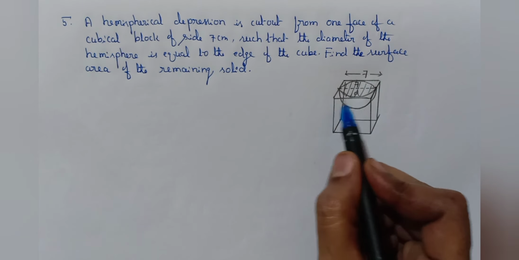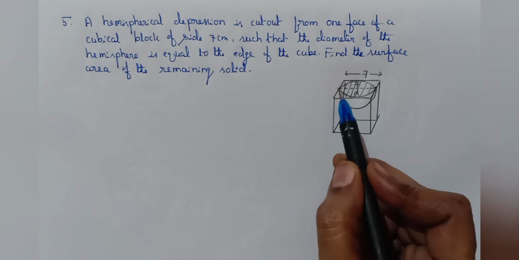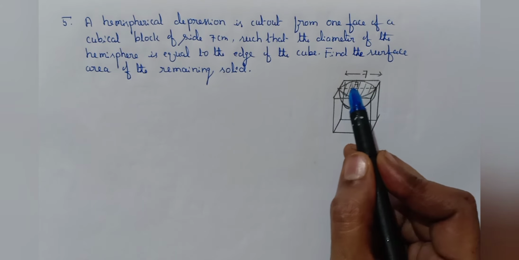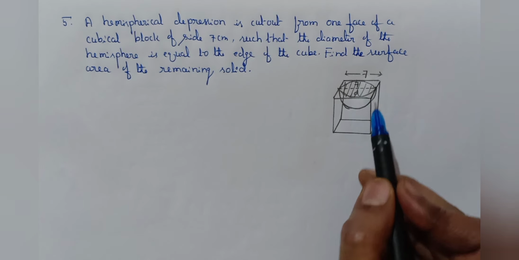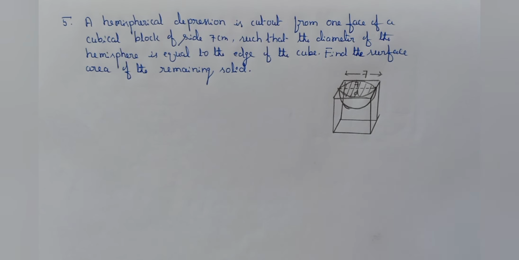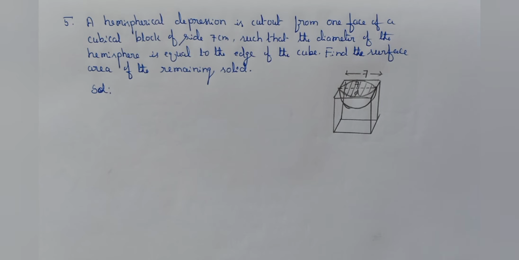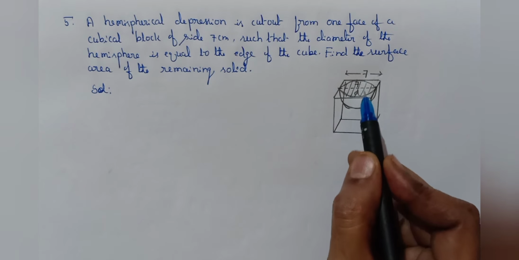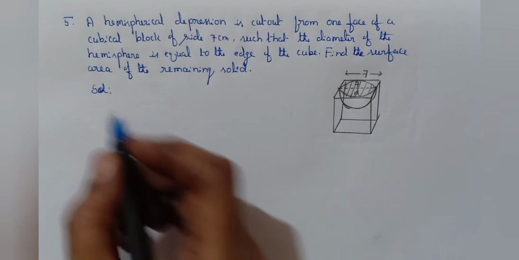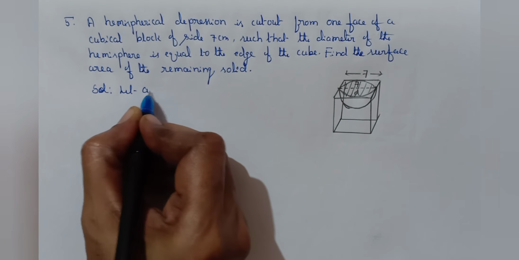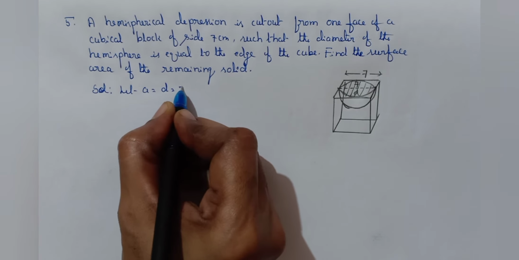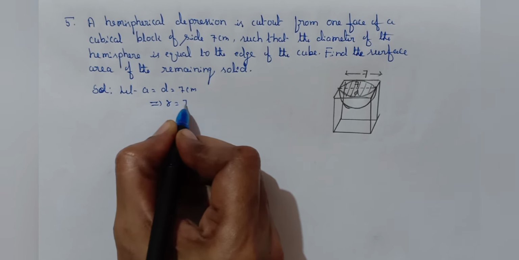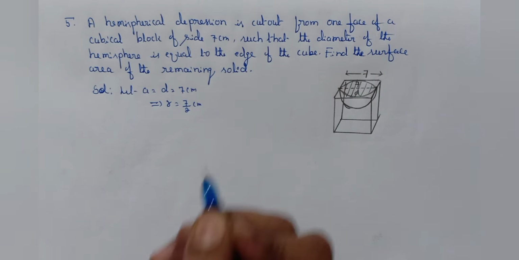If you add the total surface area of the cube and the curved surface area of the hemisphere and subtract the area of the circular region, that gives the area of the remaining solid. Let a be the edge of the cube. You know, the edge of the cube and the diameter of the hemisphere are the same. So let a is equal to d is equal to 7 centimeter. If the diameter is 7, then the radius is 7 by 2 centimeter.